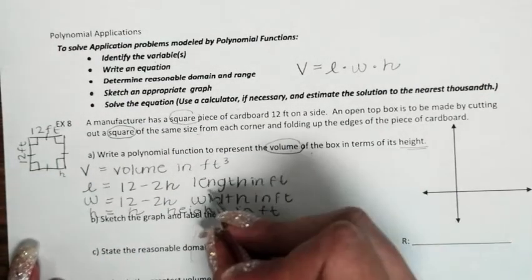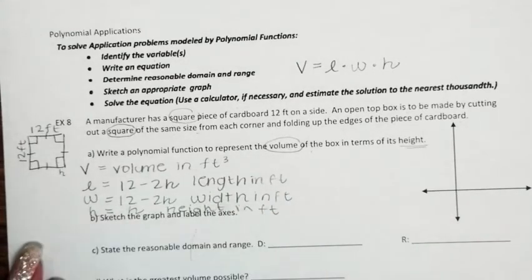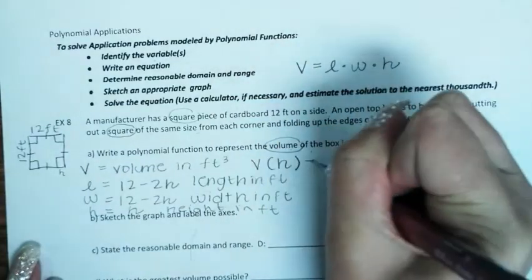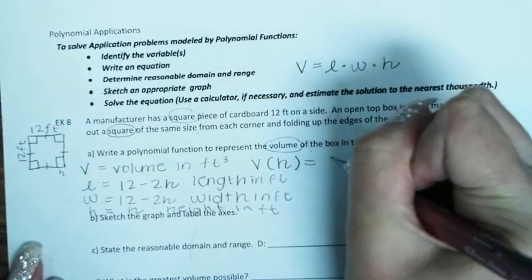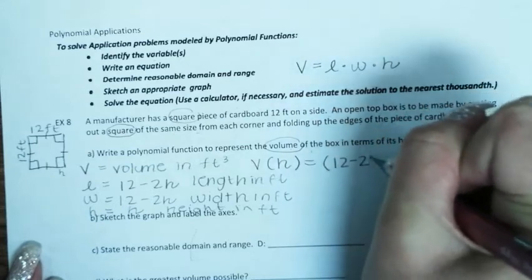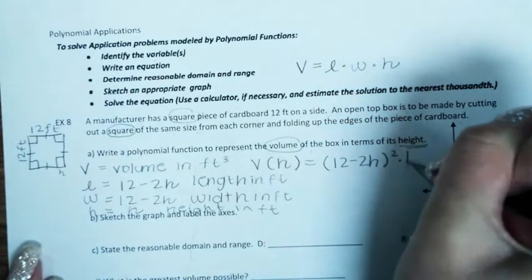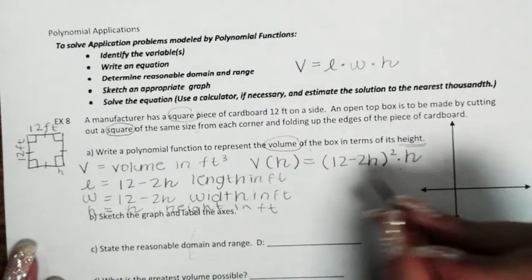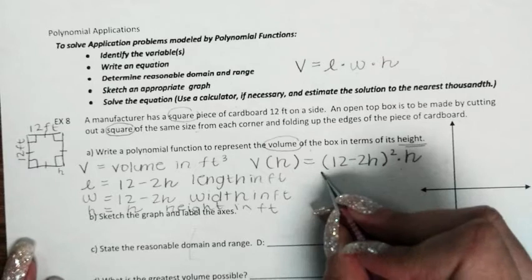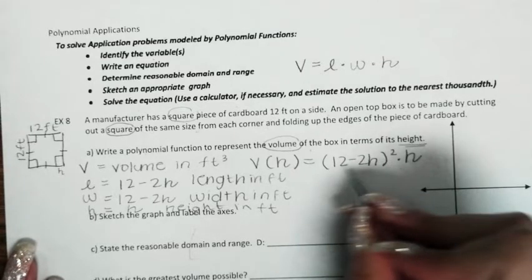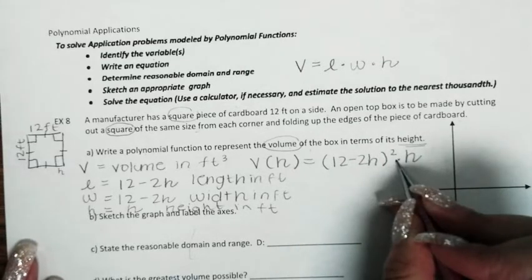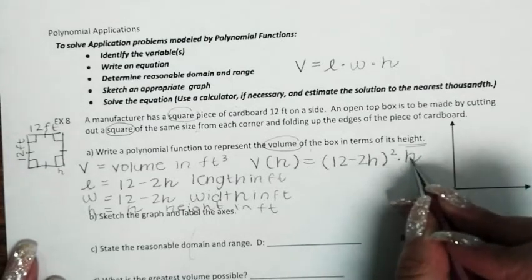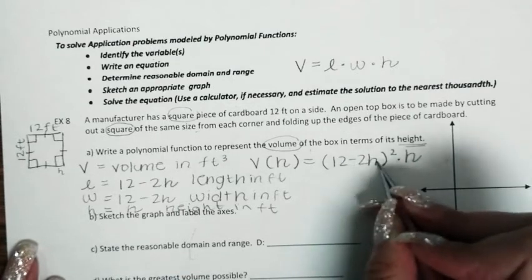So we create our equation. From this information, you know that the volume with respect to h is going to be equal to (12 minus 2h) squared times h. So this is your equation of the volume. When you analyze your equation, you realize this is a cubic equation, so this is an odd polynomial. In addition, I know that my roots are going to be 0 and 6.